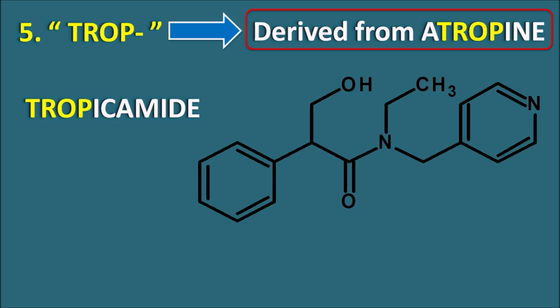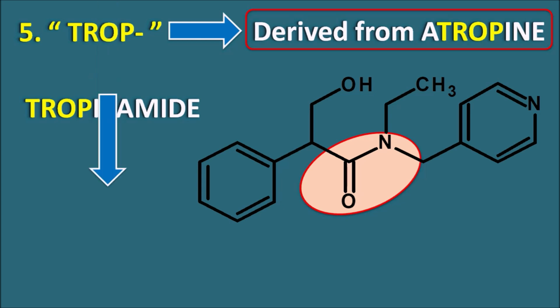Atropine is an ester which is formed by the tropic acid and tropanol. But here tropicamide is not an ester. You can observe here there is an amide linkage. So that's why the suffix we can observe amide. Tropicamide is an amide that is derived from the atropines, so that's why it is having the prefix trop.